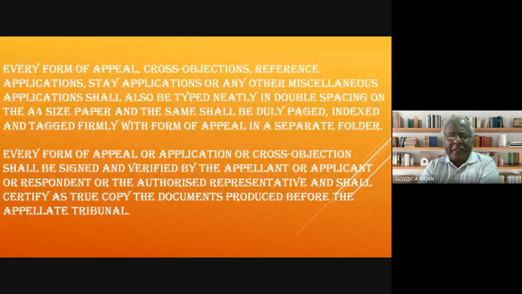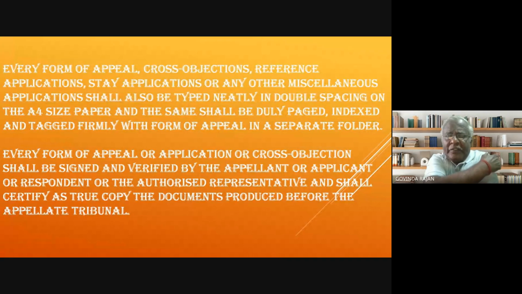Every form of appeal or application or cross objection shall be signed. It is very important. Many people sign only on the last page and do not sign on every page. As far as this appeal is concerned, each page should be signed and verified by the appellant. Verification at the end of the appeal paper by the appellant or applicant or respondent or the authorized representative shall certify the documents produced before the appellate tribunal as true copies.